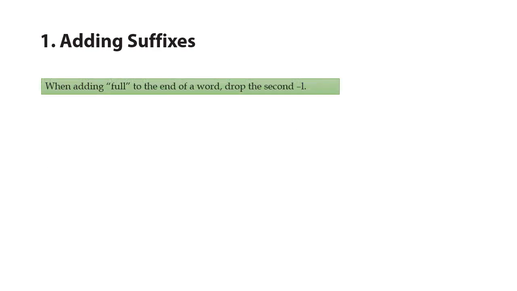Okay, another part of this rule about suffixes is when you add full to the end of a word, you drop that second L. So joyful, it's one L, not two L's. It's joyful, not joyful with two. Harmful has just one L.